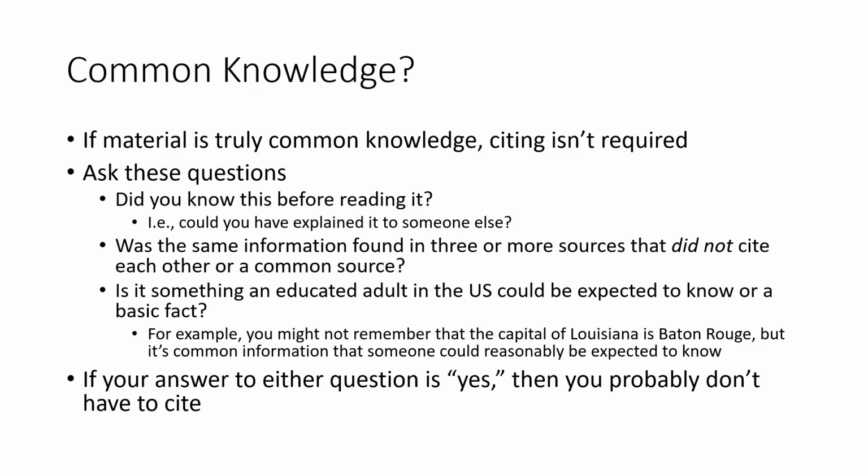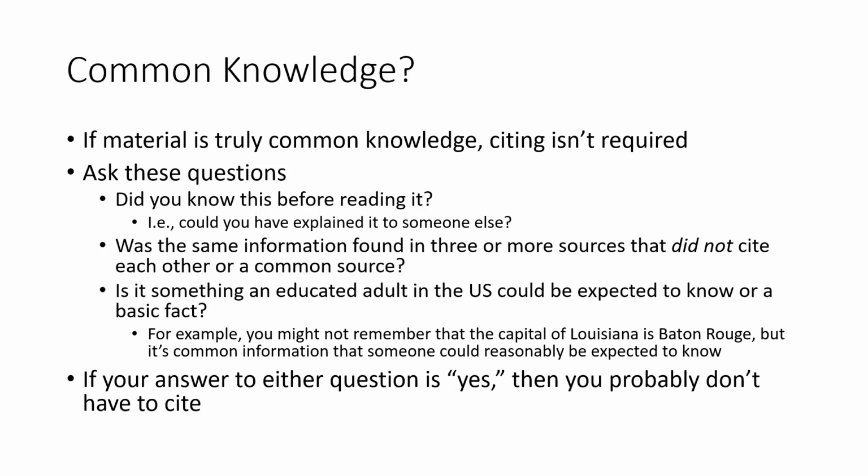Most people know that you don't have to cite if something is common knowledge. But the issue is, is it really common knowledge or not? You have to decide that for yourself. And so one thing you should think about is to ask yourself this series of questions. Did you know that information before you read it? In other words, before reading it in the website you found or the article you found or the book you read, could you have already explained it to somebody else?